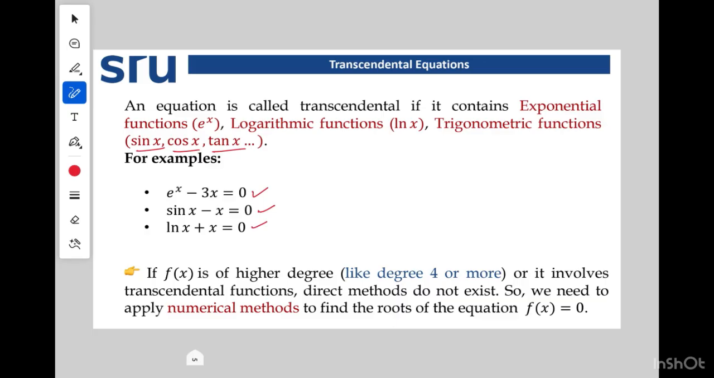Again, if f(x) is of higher degree, like degree greater than or equal to 4, or it involves a transcendental function, then a direct method does not exist. So we need to go through numerical methods. Our first numerical method is the bisection method.